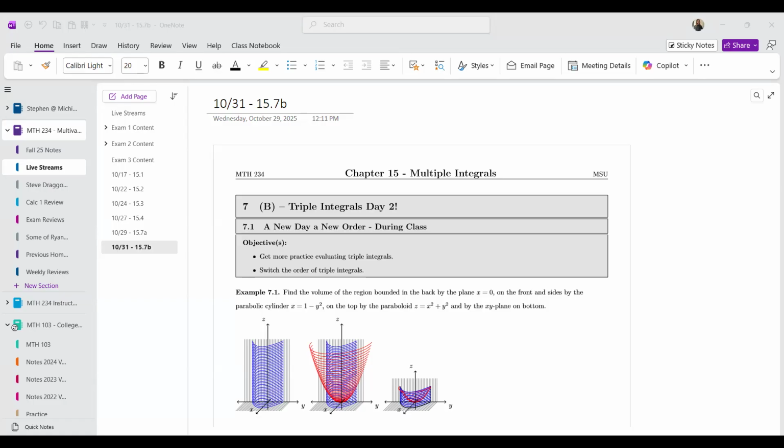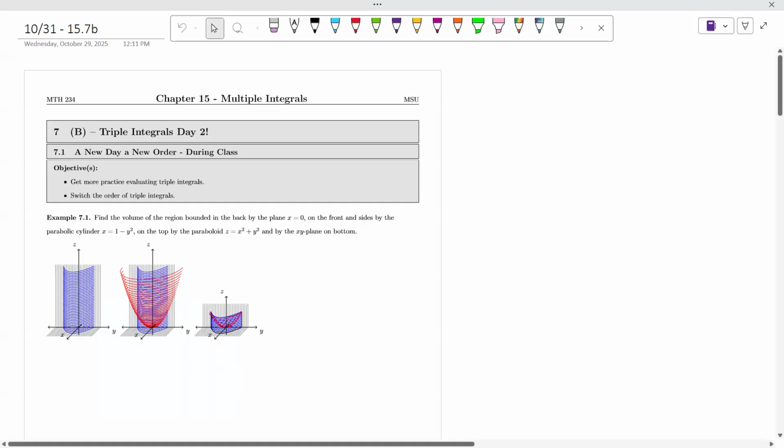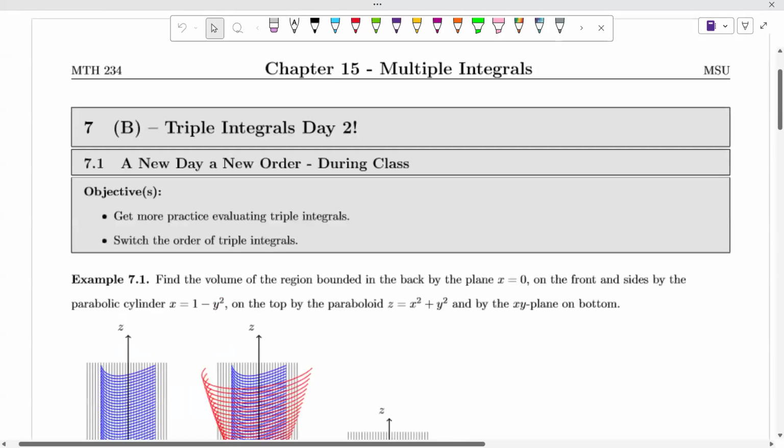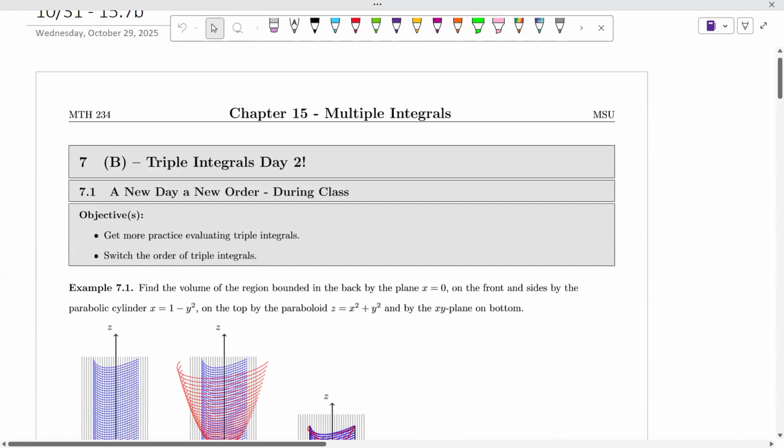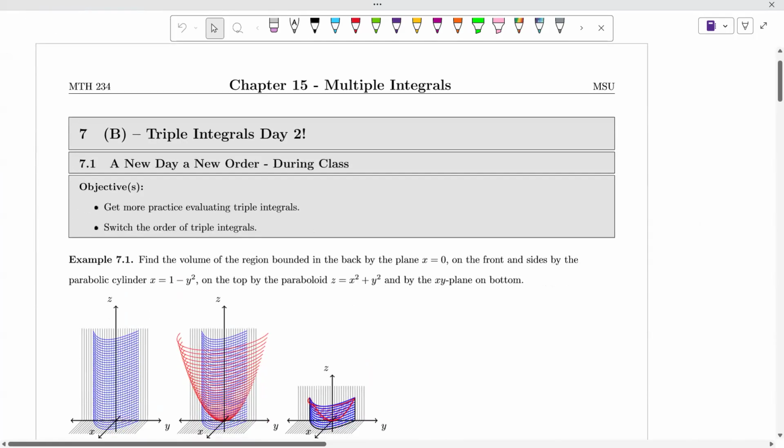Today we've got the second half of 15.7, so we're just going to continue on with doing our triple integrals in rectangular coordinates. Why am I specifying rectangular coordinates? Well, that's the spooky part. But we're saving it for the next lecture, so you can look forward to that.